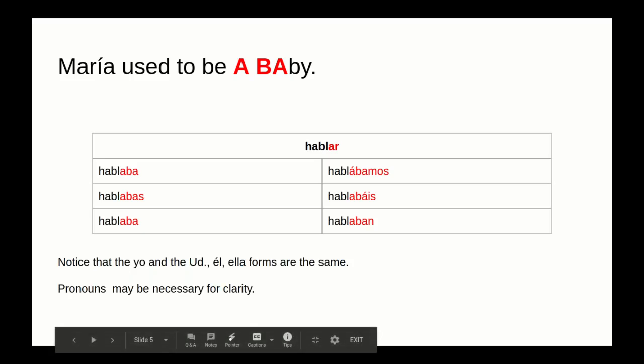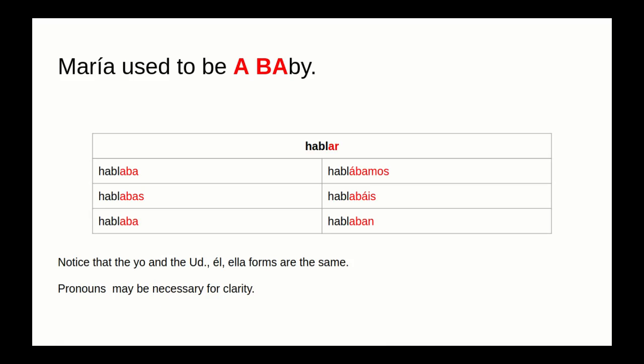So to make hablar to mean I used to speak, I would take the AR ending off, just like I normally do, and I would add the aba ending in its place, and I would get hablaba. I used to speak, or I was speaking. Take the AR off, replace it with abas, and I get hablabas. You used to speak, or you were speaking. Take the AR off, replace it with aba, and now I've got hablaba. He used to speak, she used to speak, you formal used to speak, or was speaking.